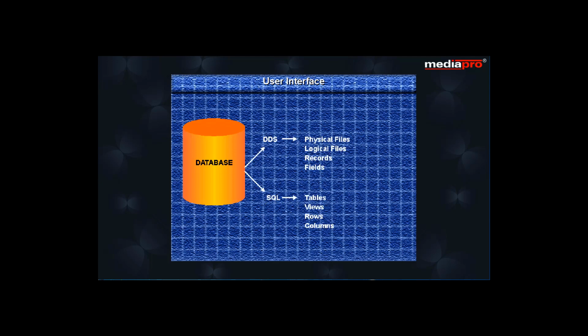For example, the SQL interface refers to the actual database files as tables, while the DDS interface refers to them as physical files. Views in SQL are logical files in DDS terminology. Similarly, rows in SQL become records in DDS and columns in SQL are fields in DDS.